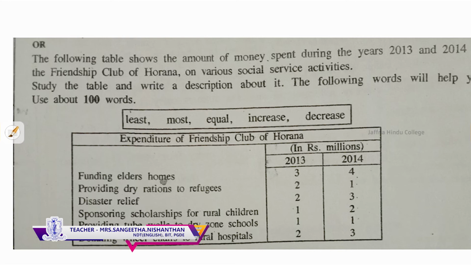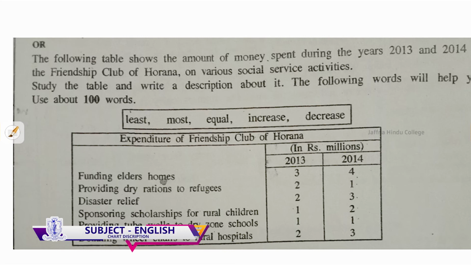This table differs from the table we have studied earlier that contained a single data, and here we have to describe it, comparing it row wise and at the same time column wise. What happened in 2013 and in 2014, and what are the activities on which they spent more money. So we have to compare row wise and at the same time column wise here. So it is a different category.